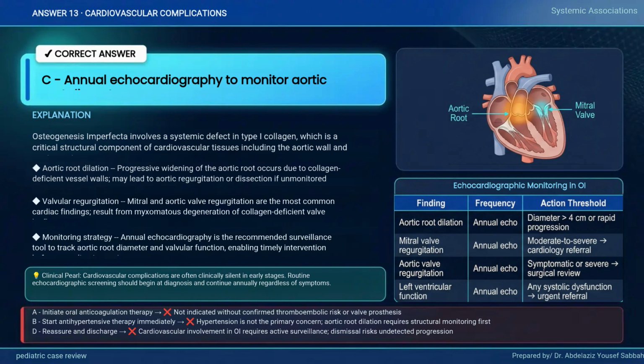Annual echocardiography is the recommended surveillance tool to track aortic root diameter and valvular function, enabling timely intervention before complications arise. A vital clinical pearl: cardiovascular complications are often clinically silent in early stages. Routine echocardiographic screening should begin at diagnosis and continue annually regardless of symptoms.